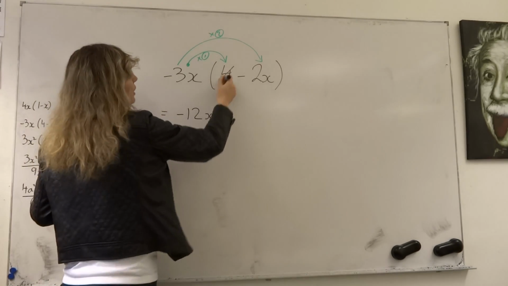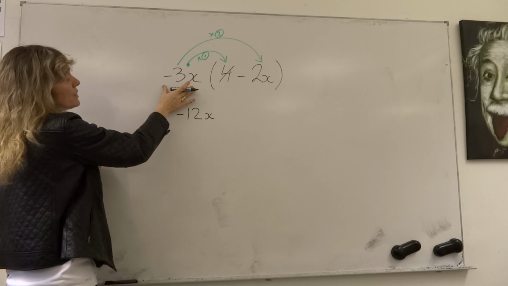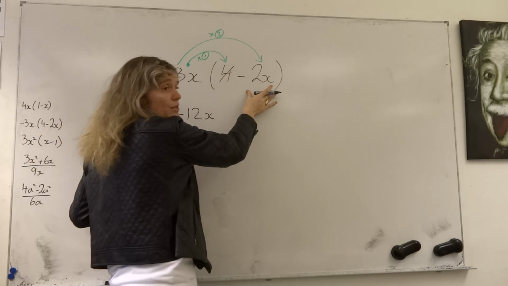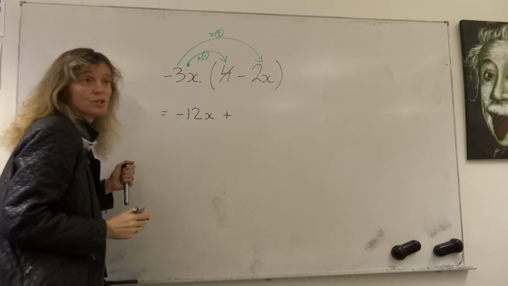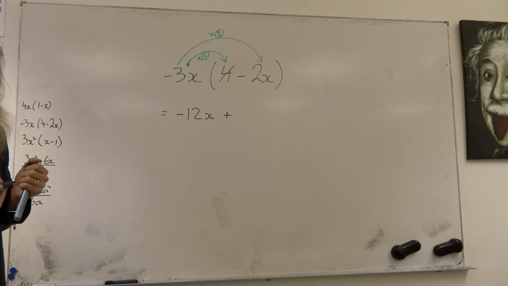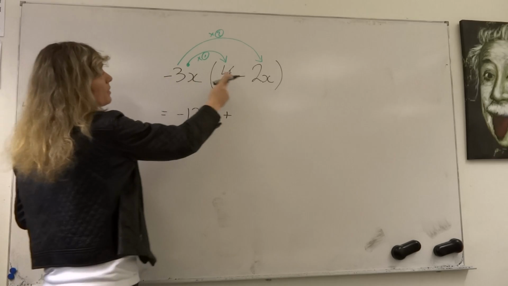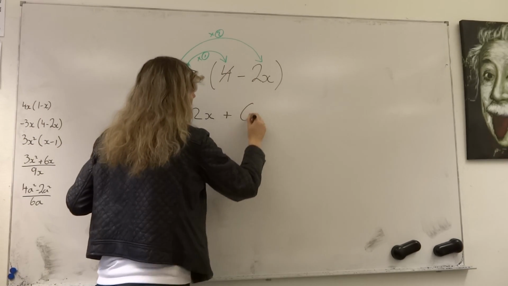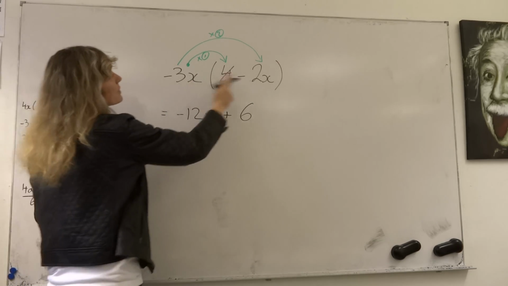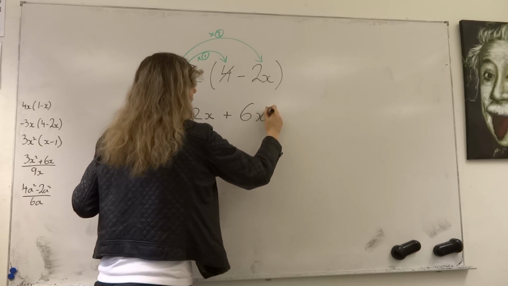Now I've done that term, I now have to multiply minus 3x times minus 2x. A minus times a minus will give us a plus. So the first thing we do is we look at our sign change, okay? Minus times a minus is always a plus. 3 times 2 is 6. X times x is x squared.